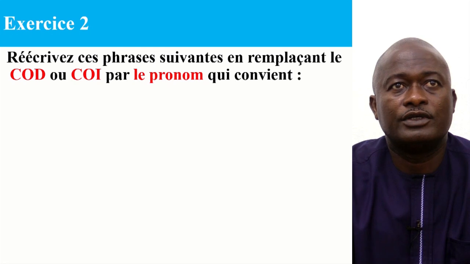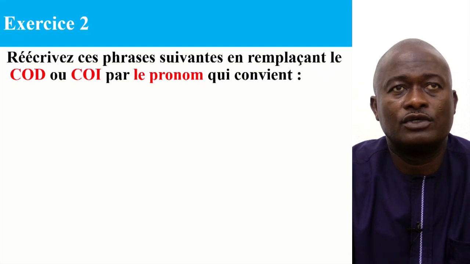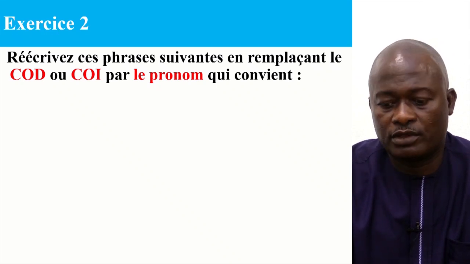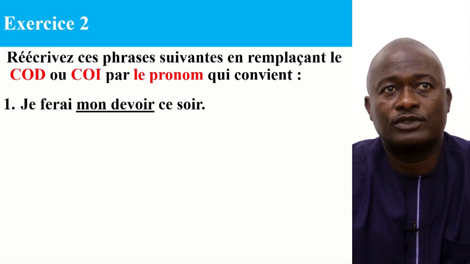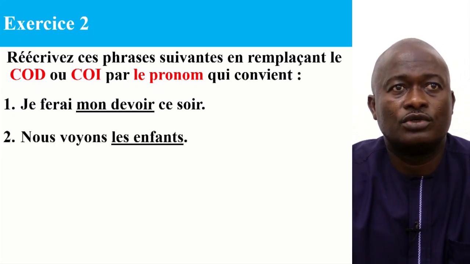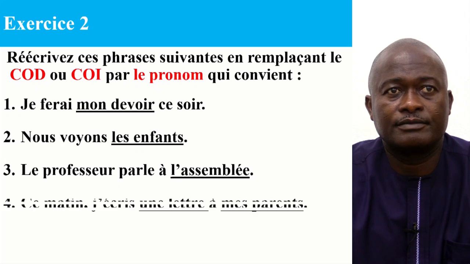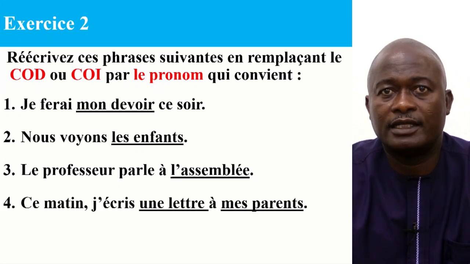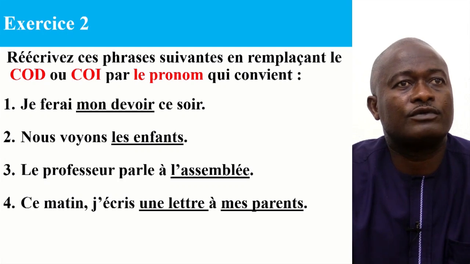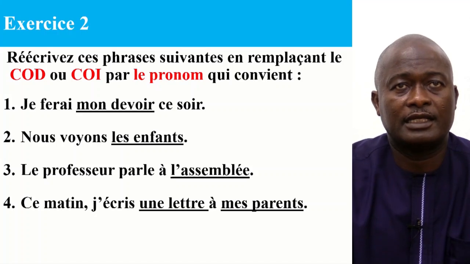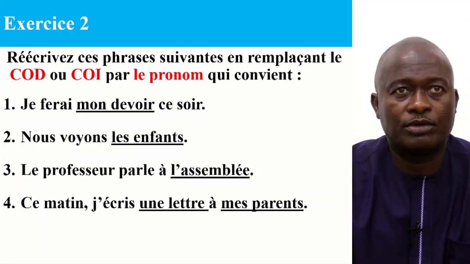Exercise 2. Réécrivez les phrases suivantes en remplaçant le COD ou le COI par le pronom qui convient. So, you are going to rewrite the following sentences by replacing the direct object or the indirect object with the appropriate pronoun. Je ferai mon devoir ce soir. Nous voyons les enfants. Le professeur parle à l'assemblée. Ce matin, j'écris une lettre à mes parents. So you have to rewrite these four sentences, replacing the underlined objects with the appropriate pronoun.